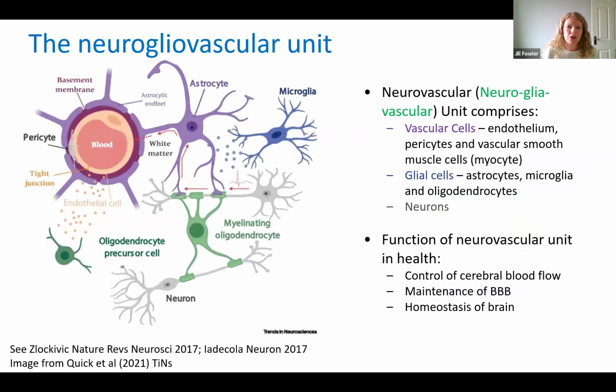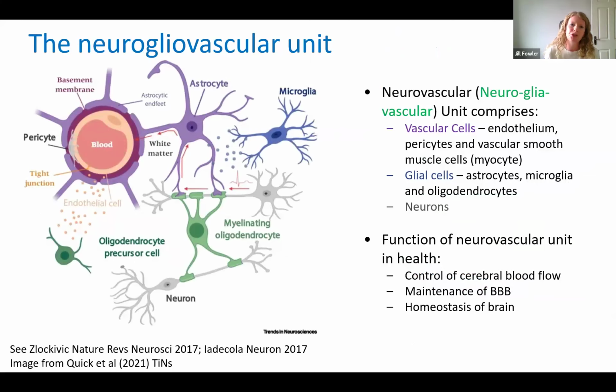And so for a long time, many researchers, including myself in my early postdoctoral work, we were very much focused on just trying to understand what happens to neurons after a stroke and trying to develop new neuroprotective strategies. So there was a very neurocentric focus.